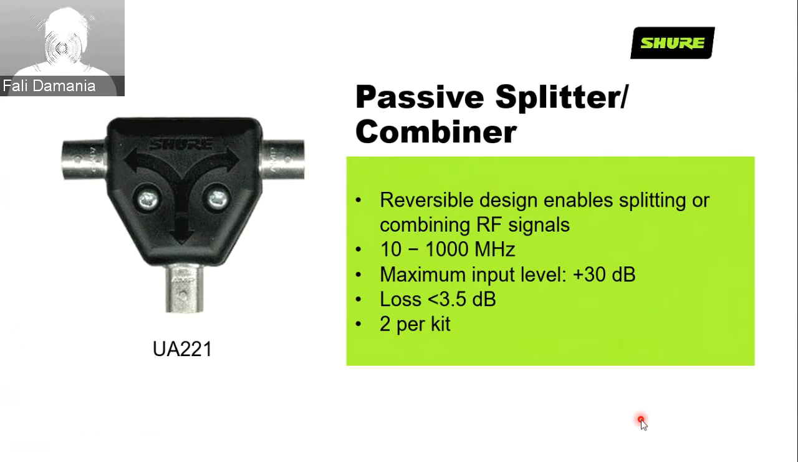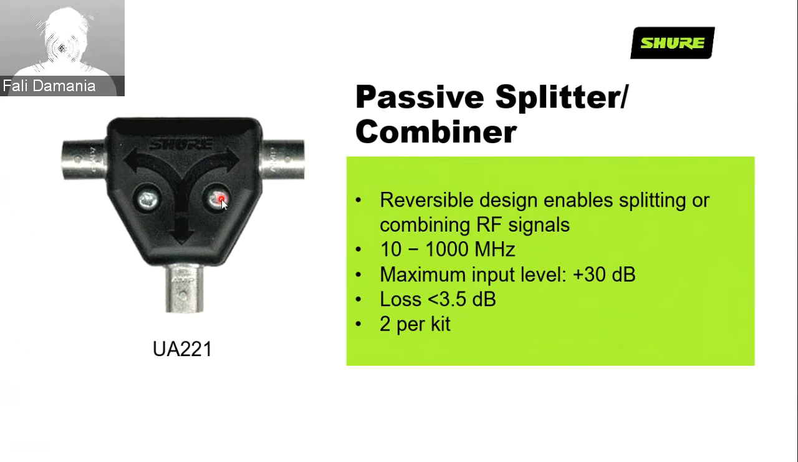I'll just hang on to this slide, because what's important with this is that it is reversible. So in fact, if you're using them in a splitter kind of mode, your antenna will be connected here, and then these 2 ports here will split it out. And you can reverse it as a combiner, so you can have the 2 antennas coming in here and here, and then this one output becomes the combiner.